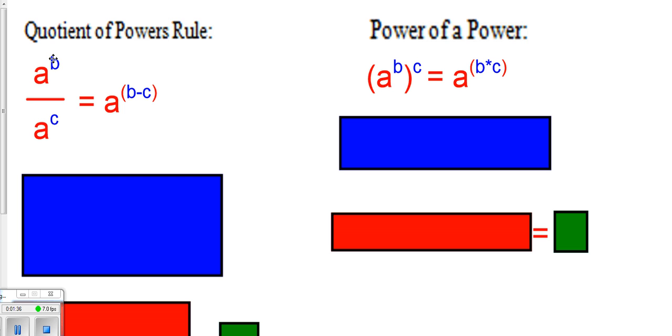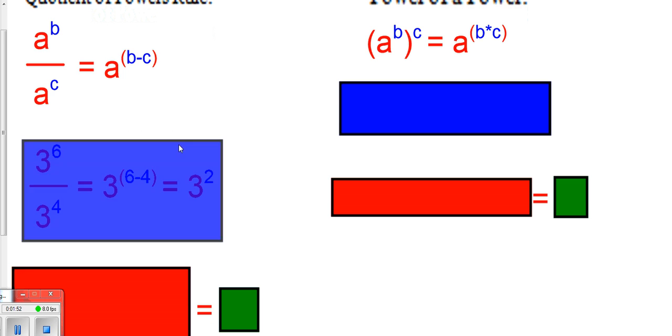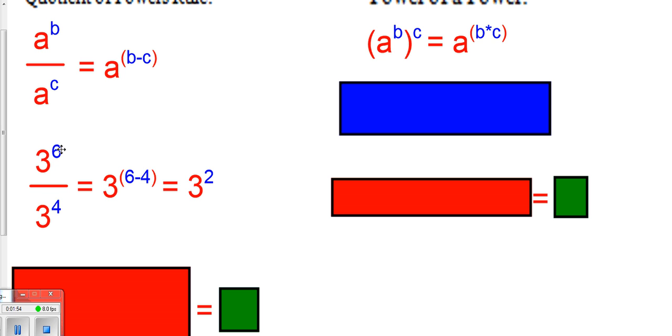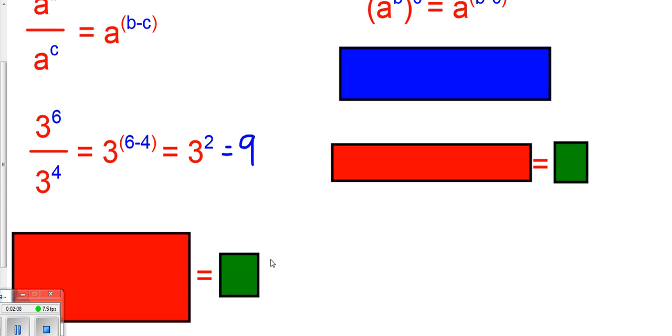A to the power of b divided by a to the power of c equals a to the power of b minus c. So when we were multiplying these, you add the powers. When we are dividing these, you subtract the powers. To see an example, 3 to the 6th over 3 to the 4th equals 3 to the 6 minus 4, so it's 3 squared, which we could also just call 9, equals 9 in the end.